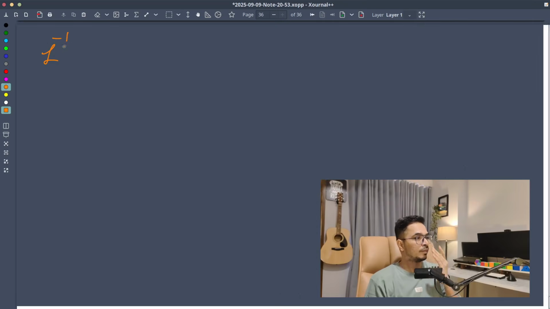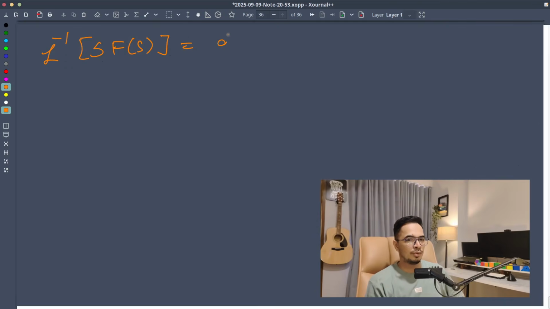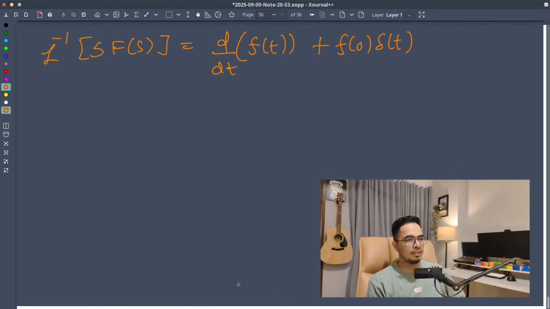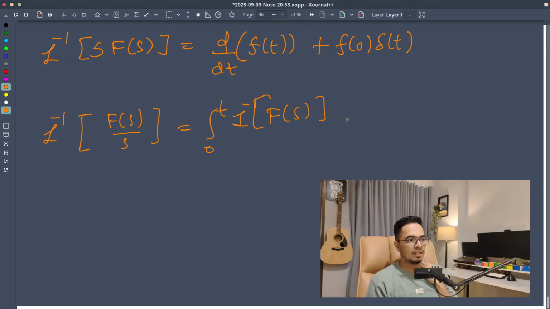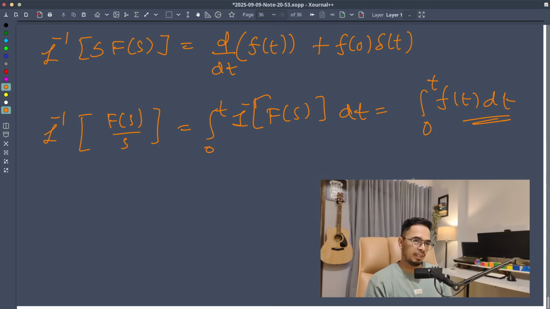Right. Now, say we are supposed to take the inverse Laplace transform of s times F(s). That would be simply d/dt f(t) plus f(0) times delta(t). Say we are supposed to find the inverse Laplace transform of F(s)/s. It would be the integral from 0 to t of the inverse Laplace transform of F(s) dt, and we can then write the integral from 0 to t of f(t) dt. It is that simple.